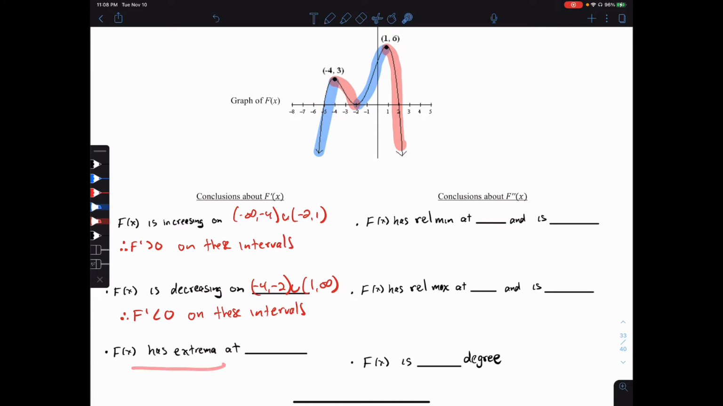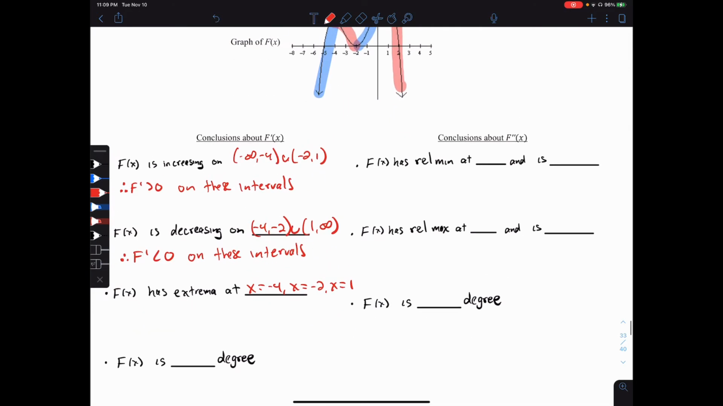f of x has extreme values, extrema, at x is negative 4, x is negative 2, and x is 1. What conclusions can we draw from that for f prime? That means that f prime has to equal 0 at these x values, which means it's crossing the x-axis there.